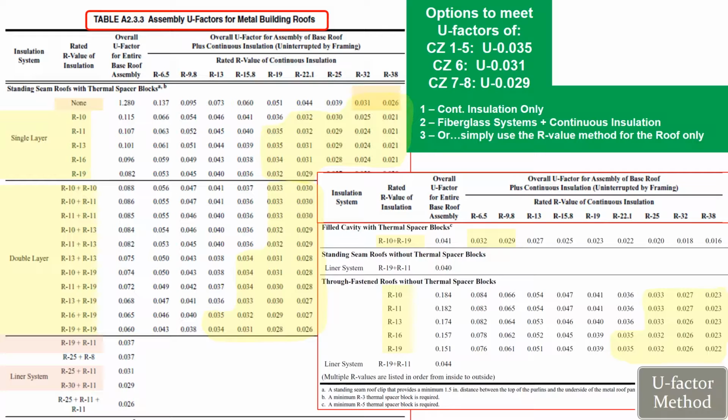Second option, since it's hard to meet a fiberglass only system for a roof, is just simply revert back to the R value method and go with the systems already defined. You can switch it up, go with the R value method for the roof and maybe use the U factor method for the wall. So that is still an option.